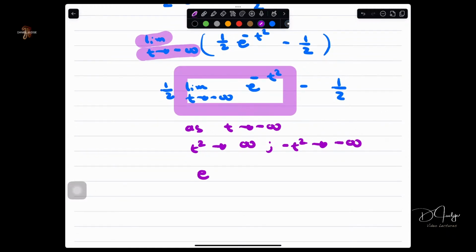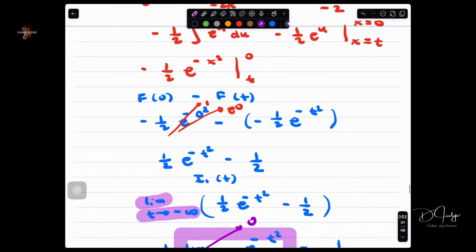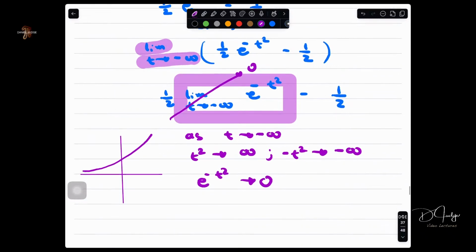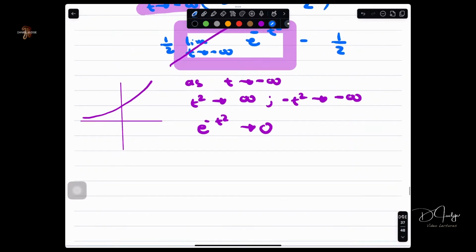So e to the minus t squared, well, we got to know about that exponential function. And if you recall your exponential curve, as you go to minus infinity, this goes to 0. So, okay, sure enough, we end up here with this integral converging. It equals negative 1/2 here.